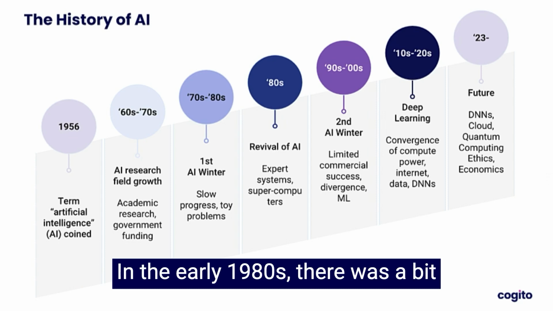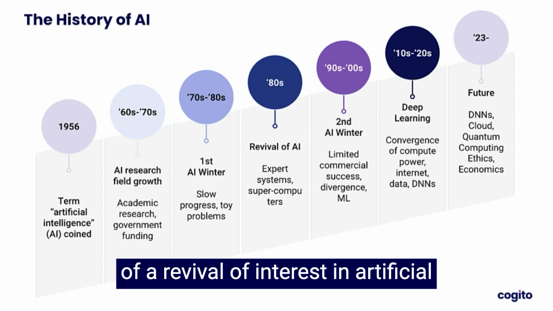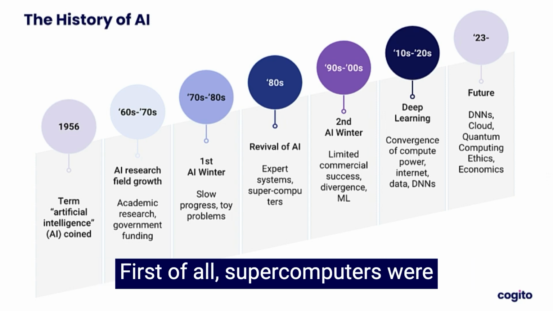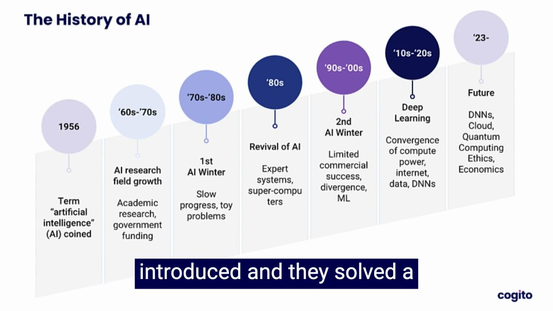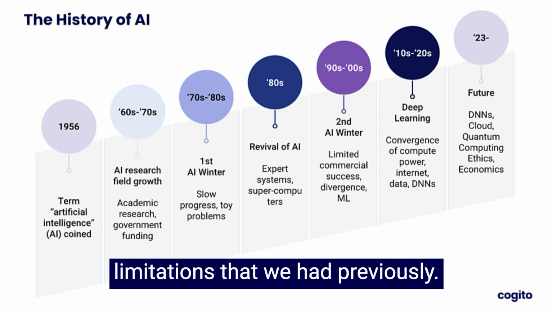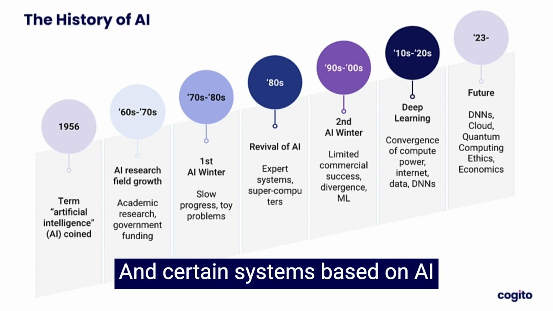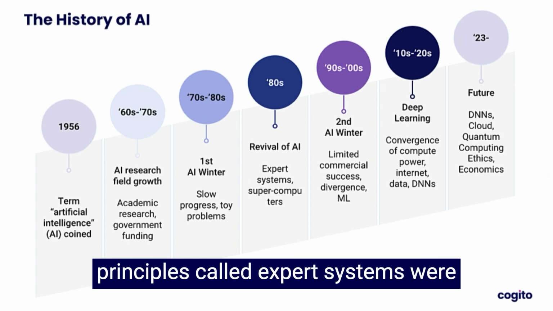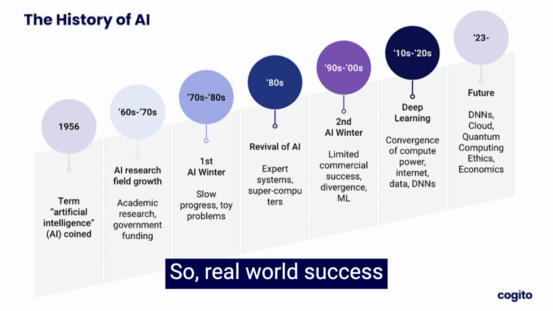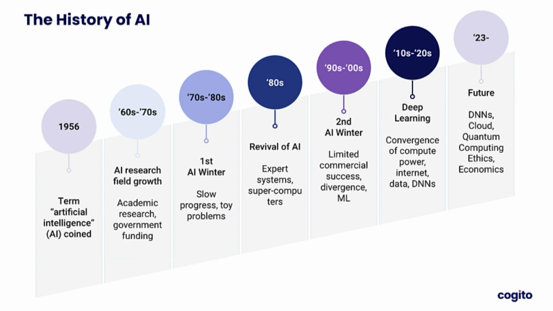In the early 1980s, there was a bit of a revival of interest in artificial intelligence driven by a couple of things. First of all, supercomputers were introduced and they solved a number of the computational limitations that we had previously. And certain systems based on AI principles called expert systems were finding some commercial applicability. So real world success there with expert systems.